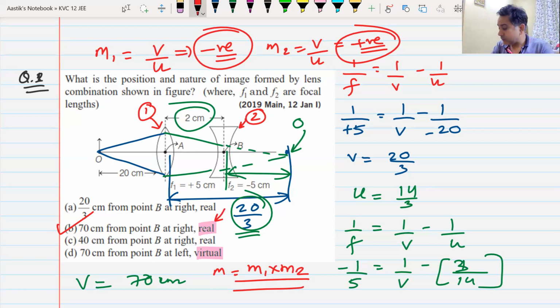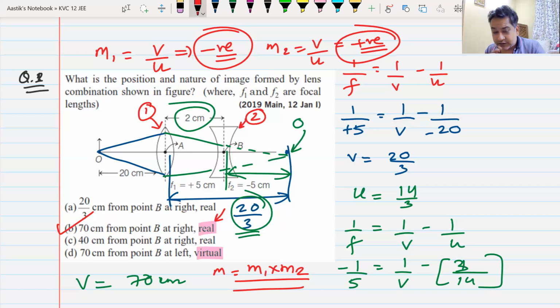Sir, can we use the direct formula, F minus V by F? That is the formula for one lens, beta, not for a combination of two lenses. For the final image, the magnification you get is the combined magnification of the two. Do we understand this? The combined magnification of the two.